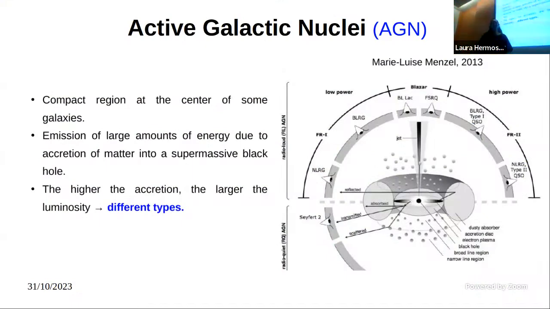So let me start with a very small introduction about AGNs, because I guess you are familiar with them already. Basically, active galactic nuclei are very special regions in the center of galaxies that are very compact and heavily impact the evolution of the galaxy. They are known because they emit a large amount of energy in many different spectral bands. There are many different types, more or less summarized in that picture, depending on the level of accretion that the supermassive black hole is having, and also the point of view with which we see the object.